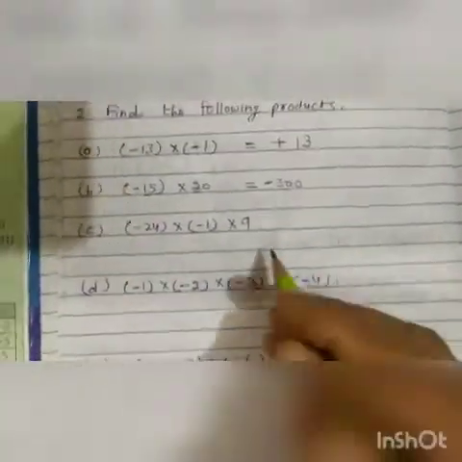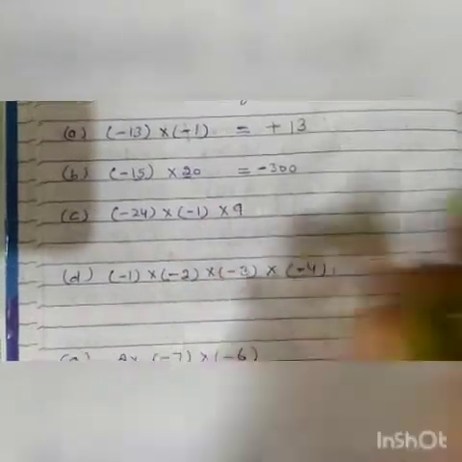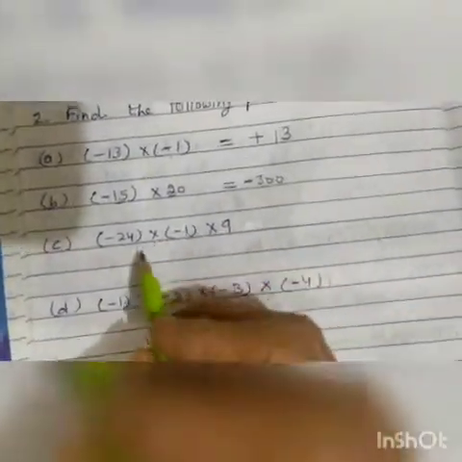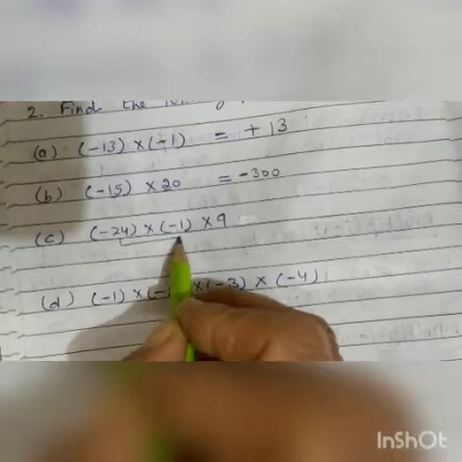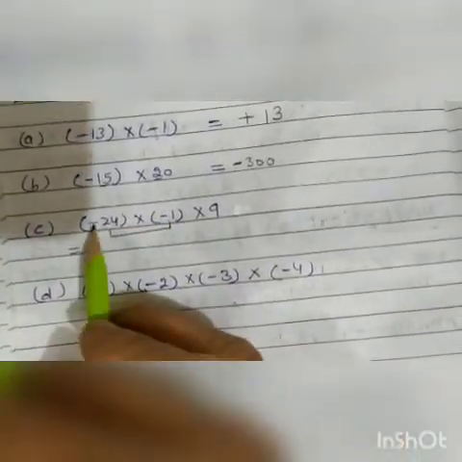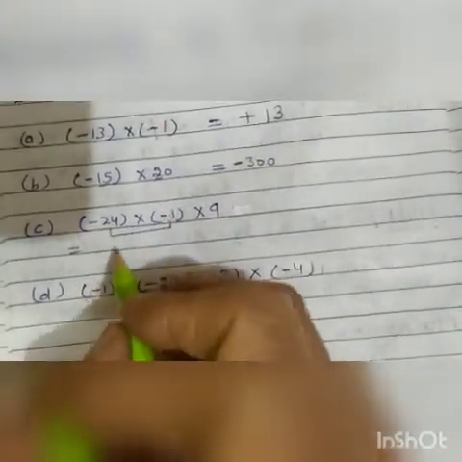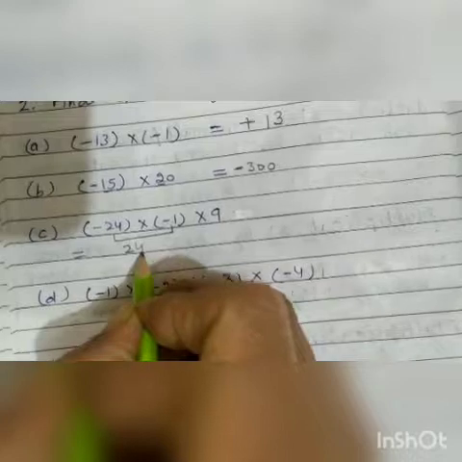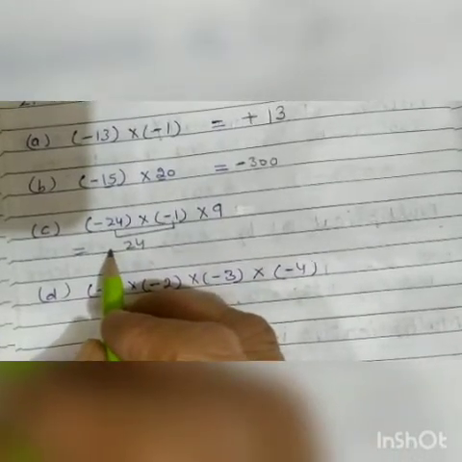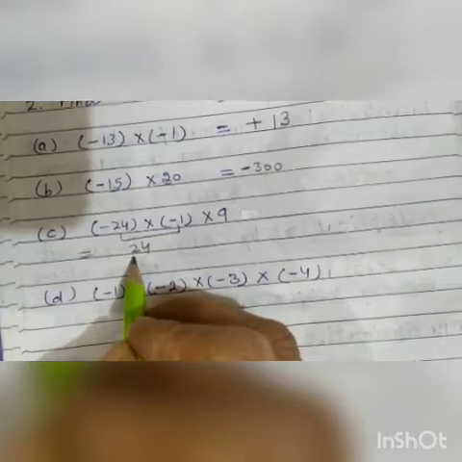Next, come to the C part. Minus 24 multiplied by minus 1 multiplied by 9. Students, first we will multiply these two integers. Here we are multiplying two negative integers. 24 ones are 24. It will be plus 24. So no need to write plus. Already 24 will be considered as plus 24.